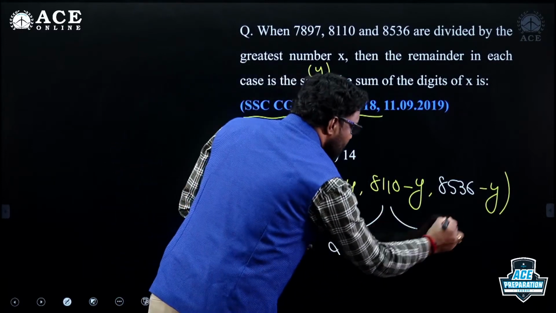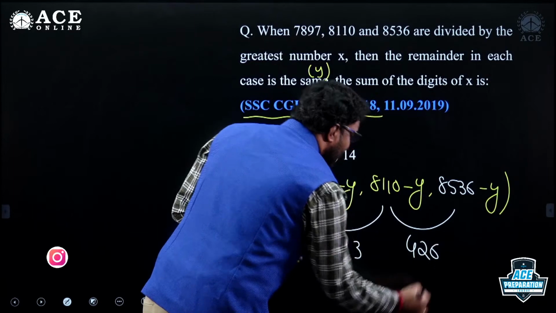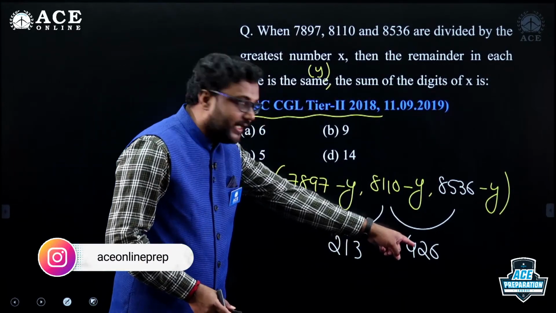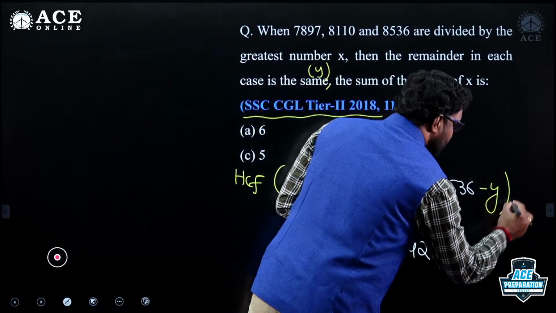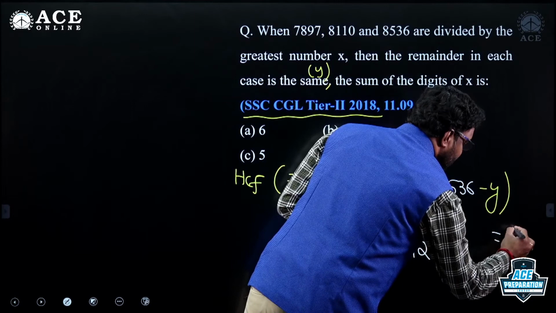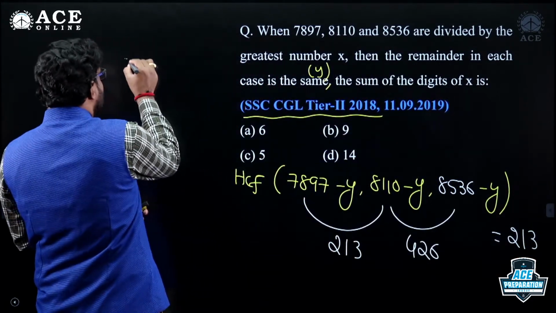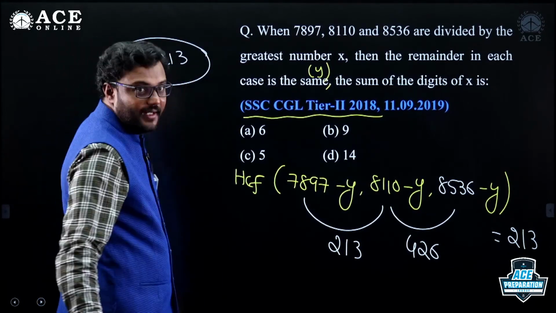Here the difference is 220, 426. This clearly indicates, yes, this is 213, this is 213 two times. The HCF is 213 for us. HCF is 213, means x is nothing but 213.